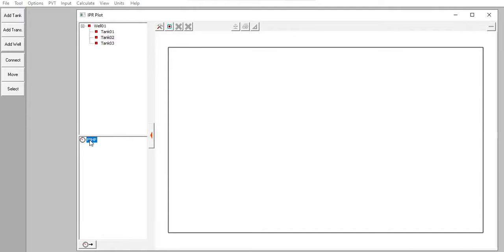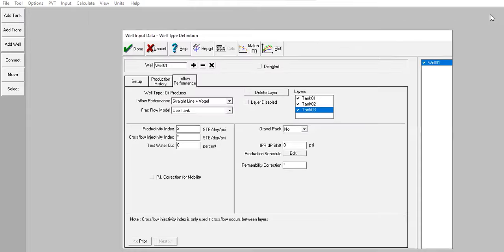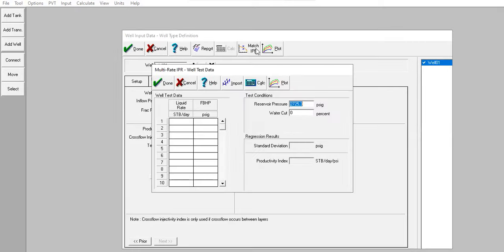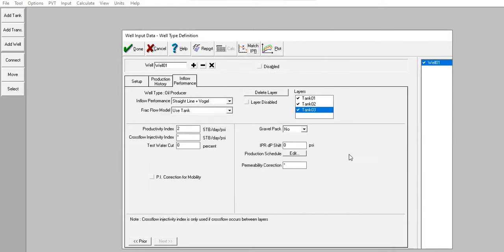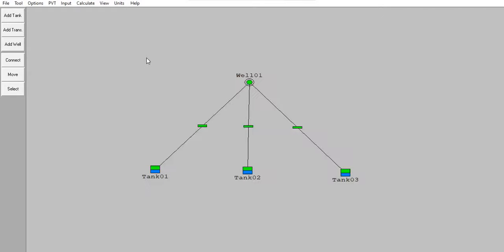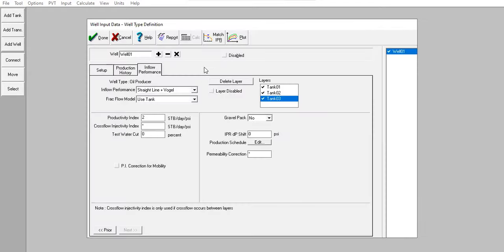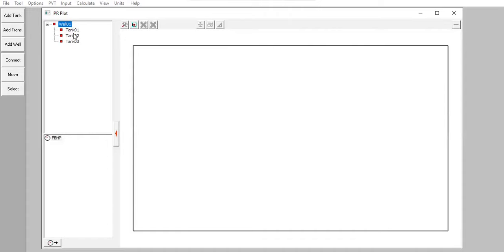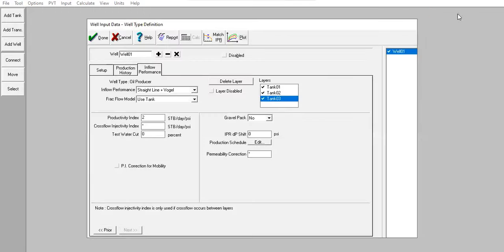Or we need to first check it again. No need to match the IPR. Click done first. Go back again. The plot. Please be careful here. Something's not right. Oh yeah, I see.